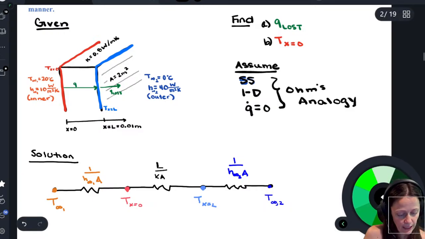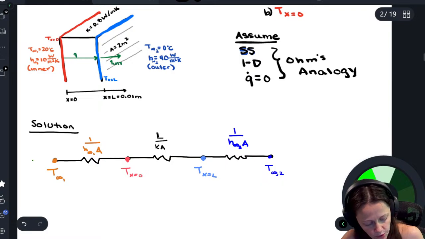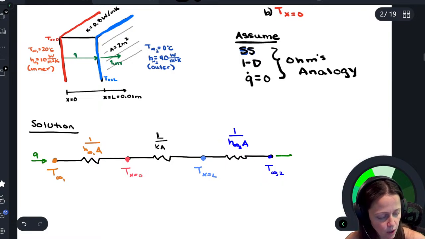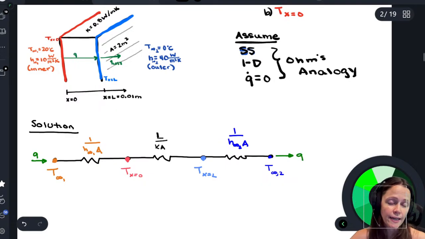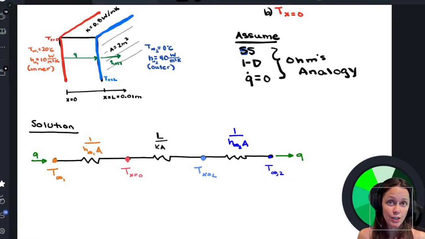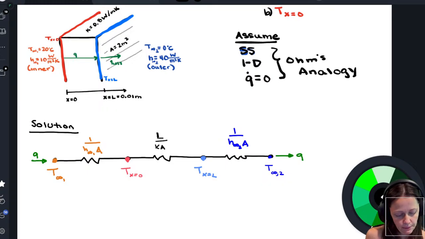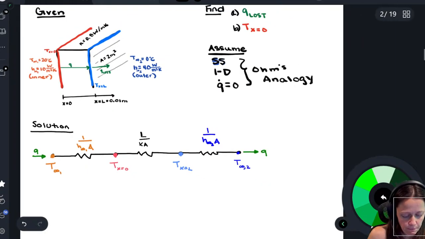And so now, great. Let's go ahead and define that Q lost, which is just Q, right? It's Q all the way through. And so I could define that Q based on a temperature difference between any of those nodes. It doesn't really matter.